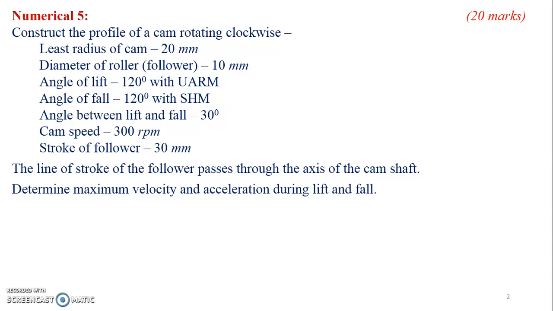Construct the profile of a cam rotating clockwise. Least radius of cam is 20 mm. Diameter of the roller follower is 10 mm. Angle of lift is 120 degree with UARM. Angle of fall is again 120 degree with SHM, simple harmonic motion. Angle between the lift and fall is 30 degree.